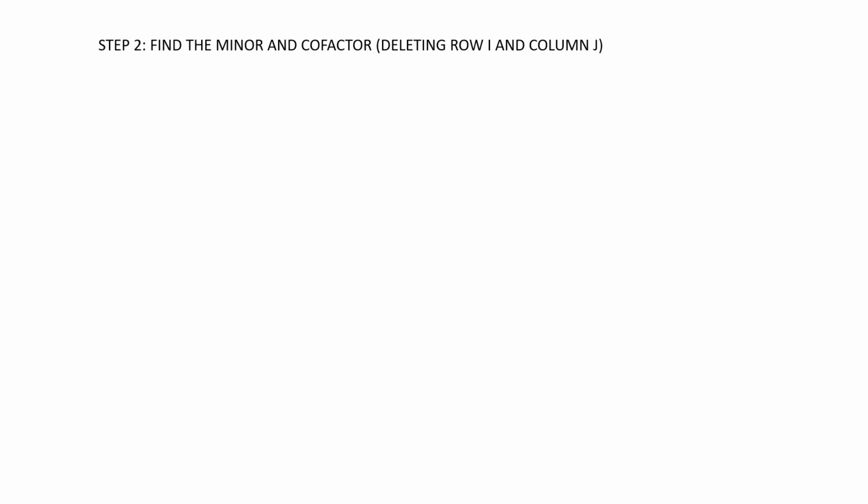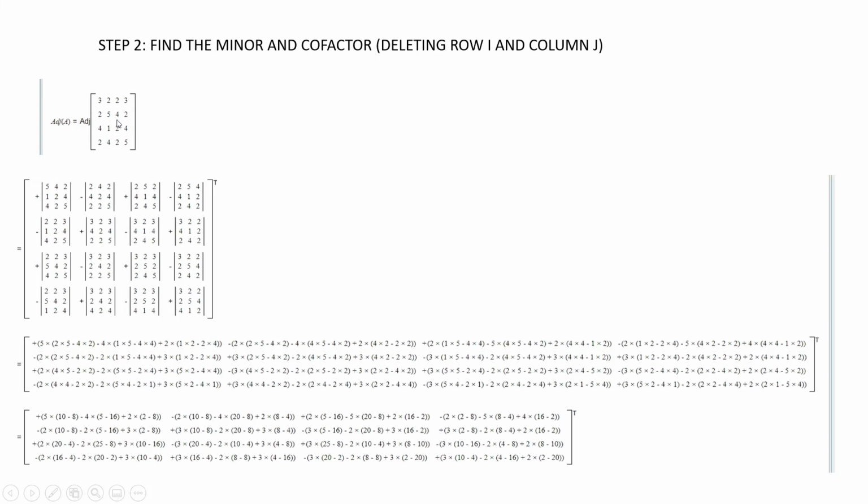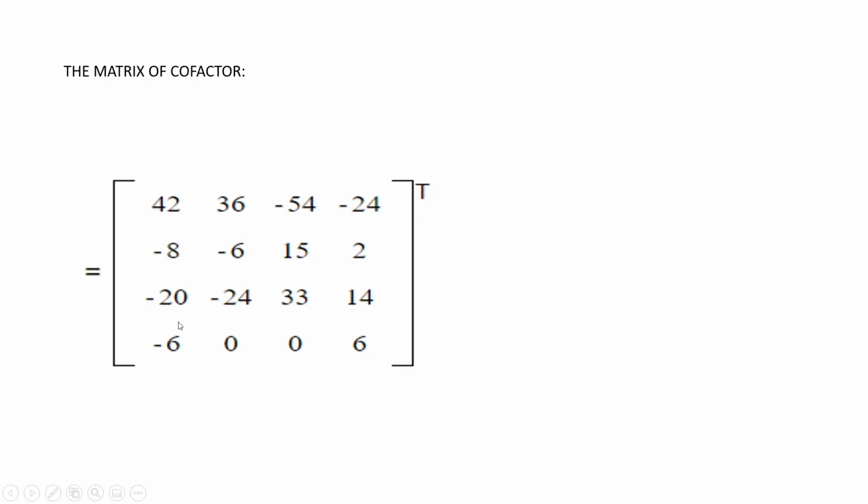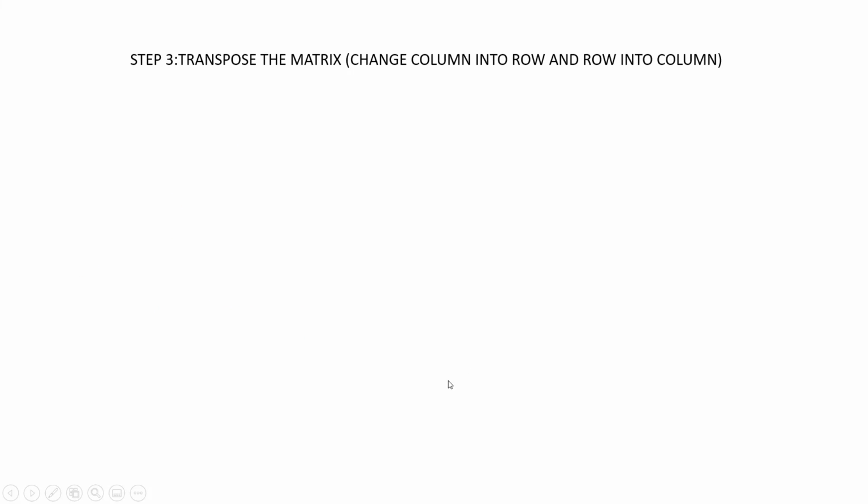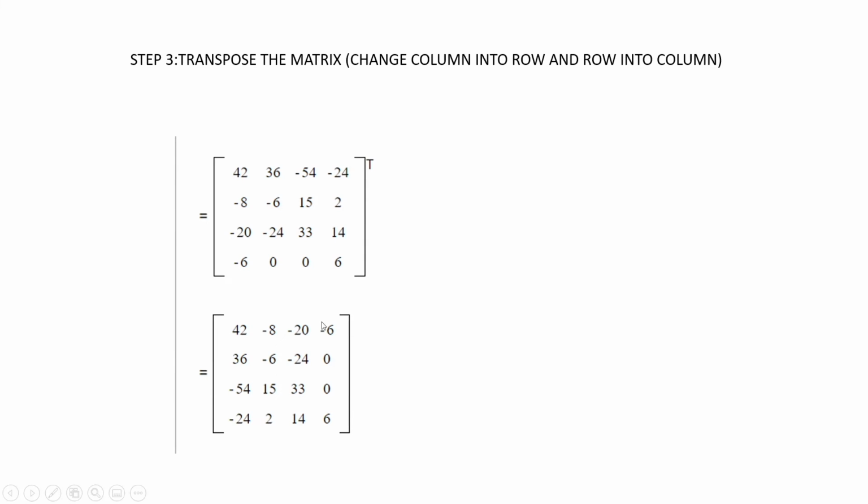Next, we will find the minor and cofactor by deleting row I and column J. So, this is the matrix of K3 and we will find the minor and cofactor by deleting row I and J. So, the matrix of cofactor that we got is this. After that, we will transpose the matrix by changing the column into row and row into column. That's how you do it, which is 40. This is column 1, we will change into row 1. And column 2 will change into row 2.